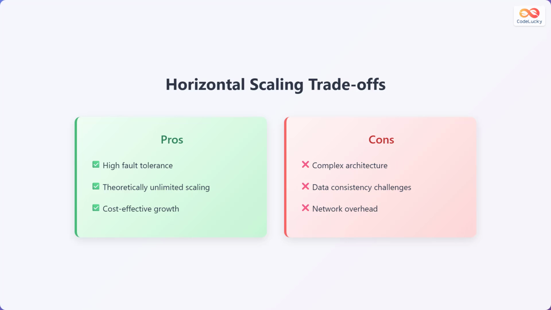On the con side, horizontal scaling introduces architectural complexity, as the application needs to be designed to distribute workloads across multiple machines. It also presents data consistency challenges, requiring careful management of distributed data. Furthermore, it introduces network overhead as data needs to be transferred between multiple machines.